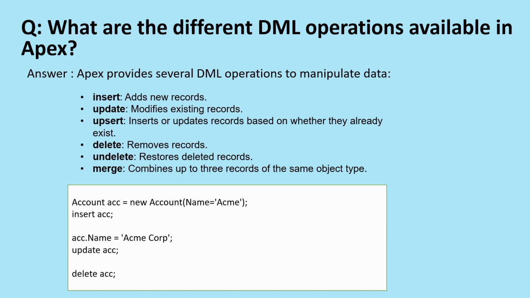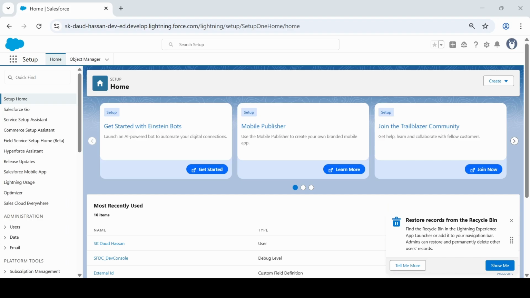Insert means adding the new records. Update means modifying the existing record. Upsert means insert or update the record based on whether they already exist in our system or not. Delete means removing the records. Undelete means restoring the deleted records, and merge means combining up to 3 records of the same object type. So let me give you an example of these operations.